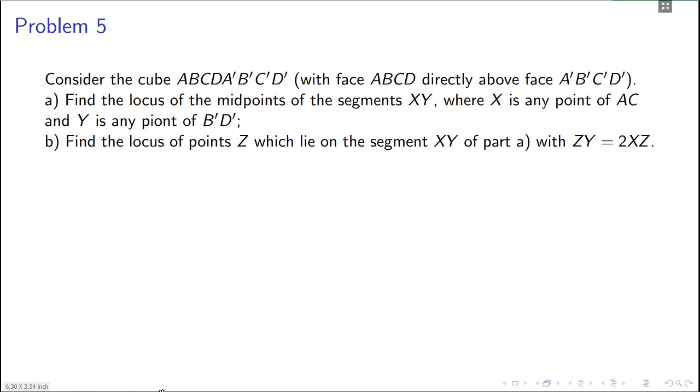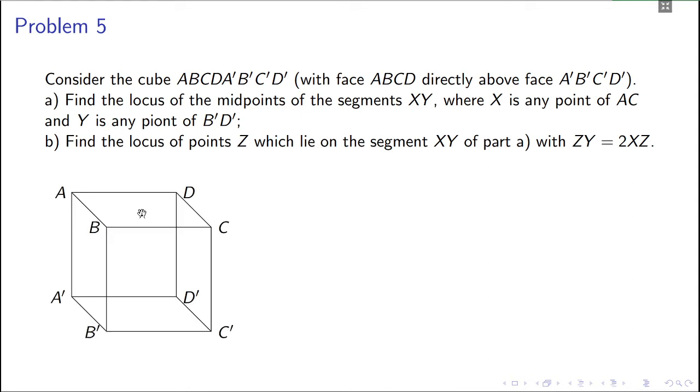Now this is problem 5. It says consider a cube ABCD and A dash B dash C dash D dash, with ABCD directly above the face A prime B prime C prime D prime. So like this, you have ABCD, you have A prime B prime C prime D prime below that.